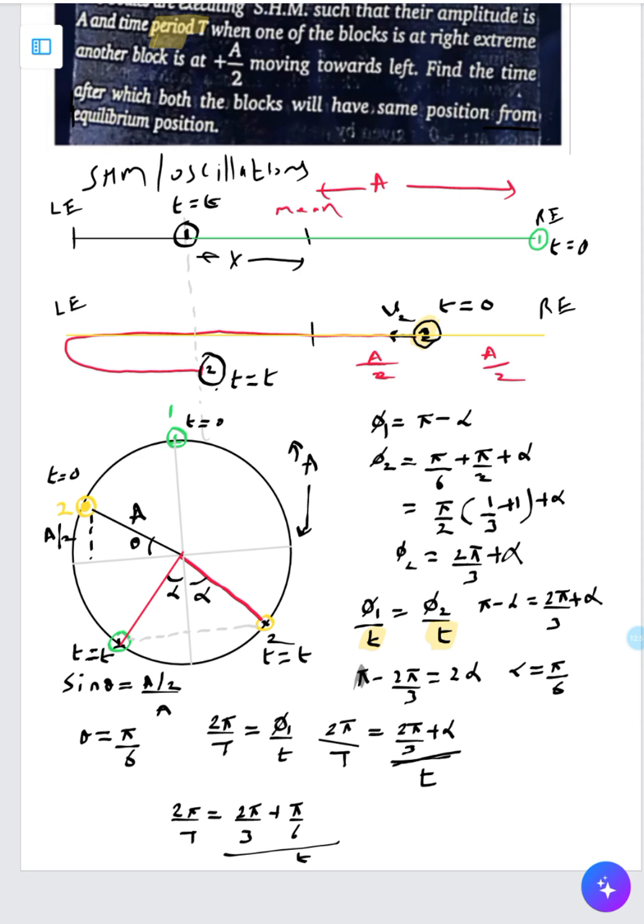So the pi will get eliminated. So 2 by 3 plus this will be 2 by T. If you take 3 common, 5 by 6. So the time will be 5T by 12. This will be your answer.